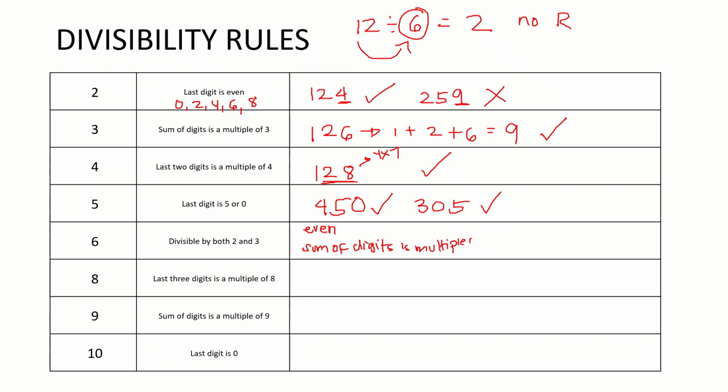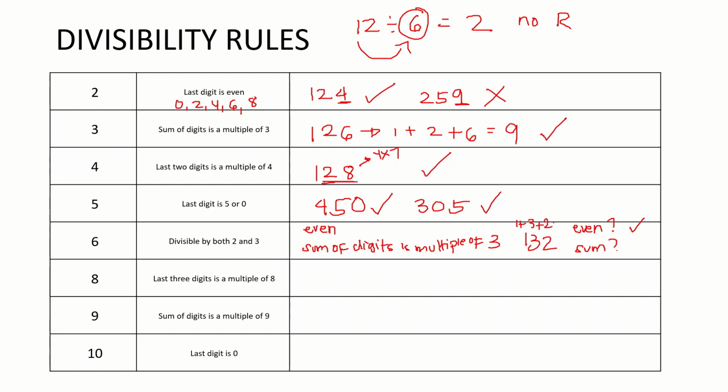So for example, let's have 132. You're going to check first if it's even because it's easier to check that. Is it even? Yes, it is. It ends with a 2. Next, the sum of the digits. 1 plus 3 plus 2, that is 6.